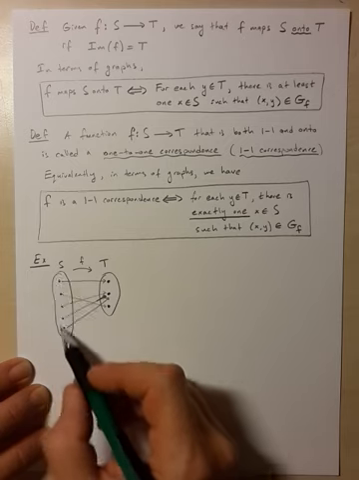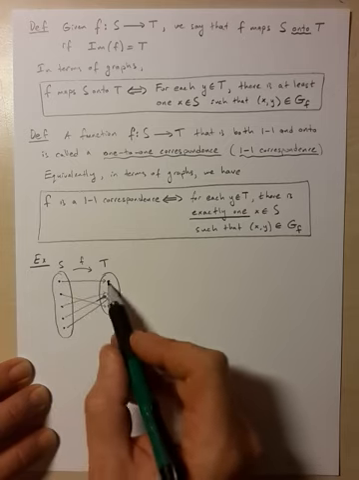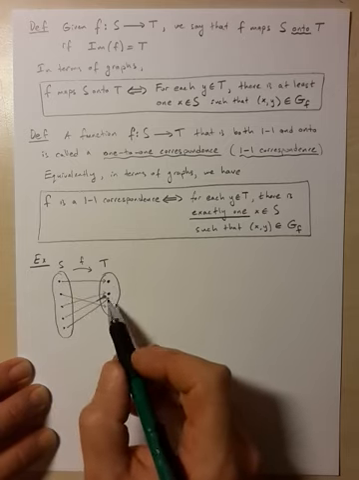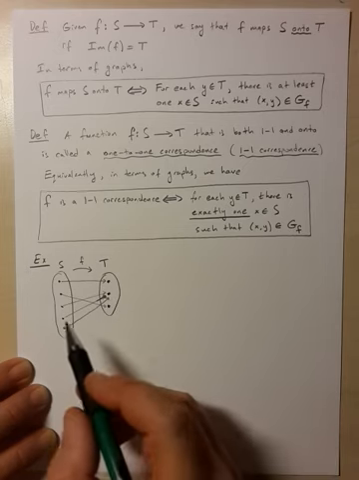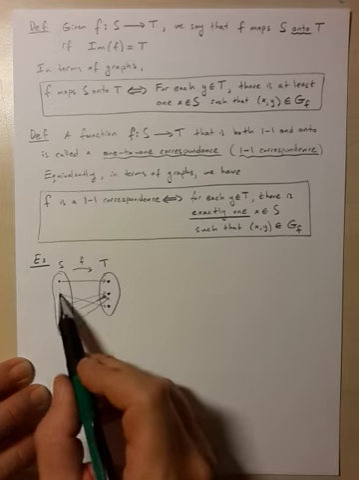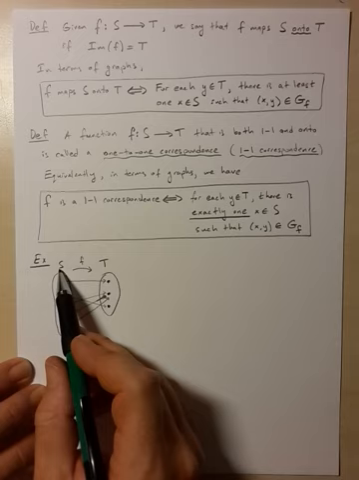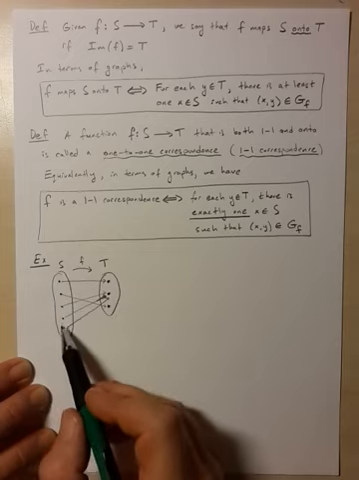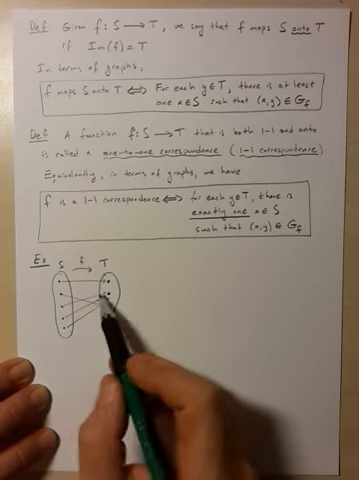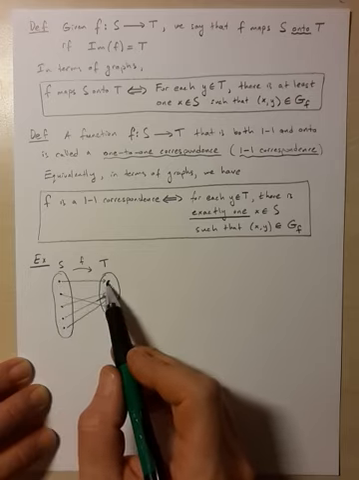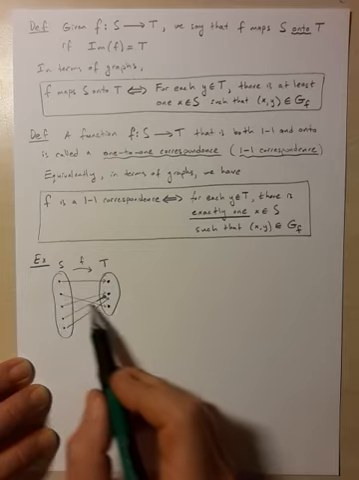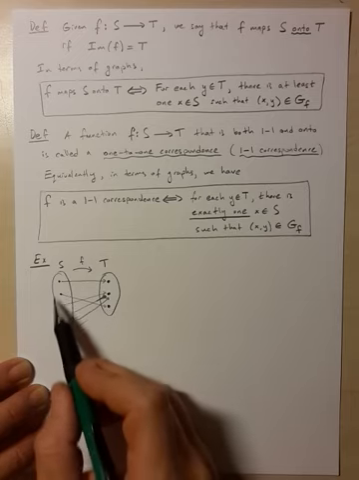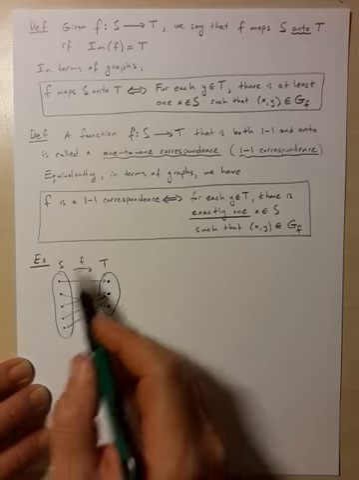all the elements, first of all, they have images in the codomain, right? And each element here of S is mapped to unique elements, right? So the assignments are unique, right? This goes to only this element. This element goes to only this element. So since the assignment is unique, this is a function.